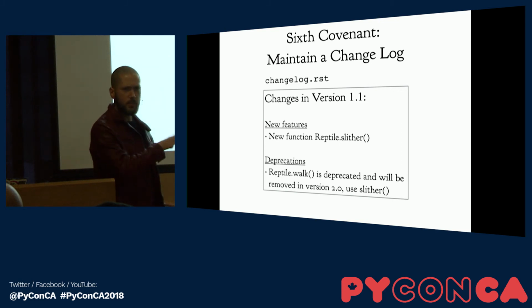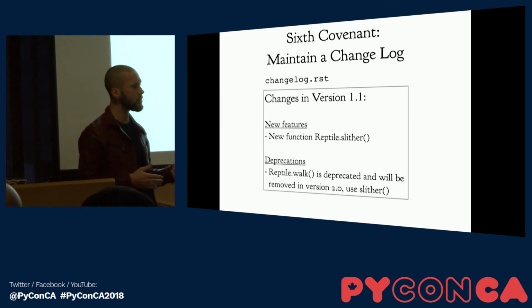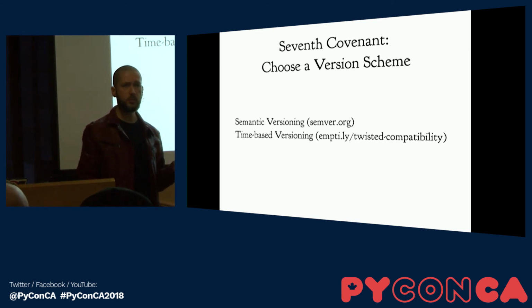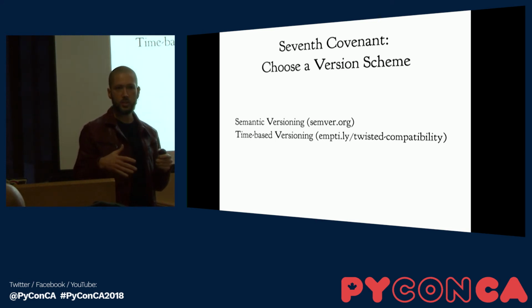So I'm picking particular version numbers here. How am I deciding that these should be called 1.1 and 2.0? It's because I pick a version scheme. There are two big mainstream choices here. One is semantic versioning, and the other, which is starting to become more popular, is time-based versioning.